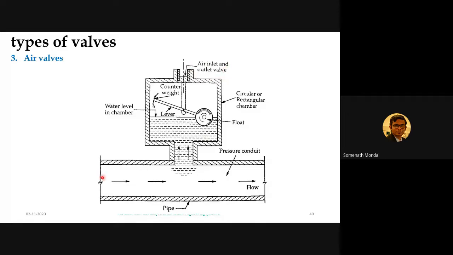Whereas when there is no water supply and there is a chance of air creating a lock in this area, this float will come down and push up this connector rod. It will go up and make the outlet valve open, and through that passage the entrapped air will get released. This mechanism happens automatically, and that is why we say air relief valves are automatic.